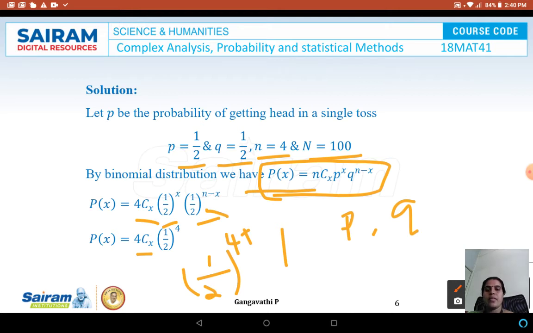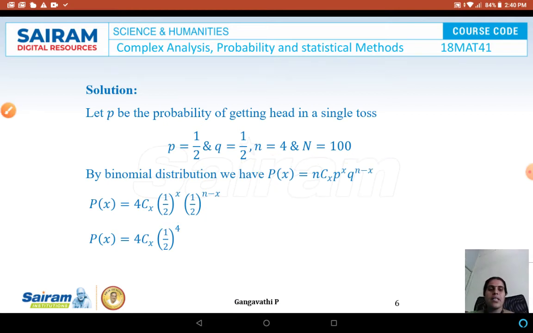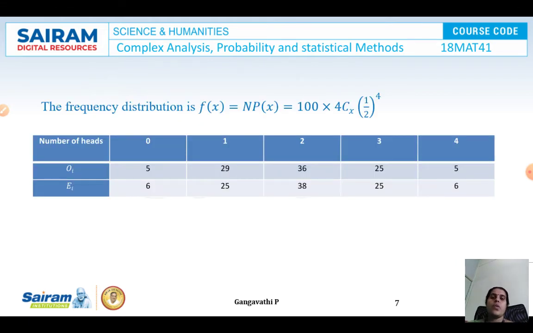So x to the power of 4 minus x and plus x, so x and x get cancelled. So only half to the power of 4 we get. So this we will consider as a probability function for a binomial distribution with the values considered from the given data. So in this function, the coins have been tossed 100 times.